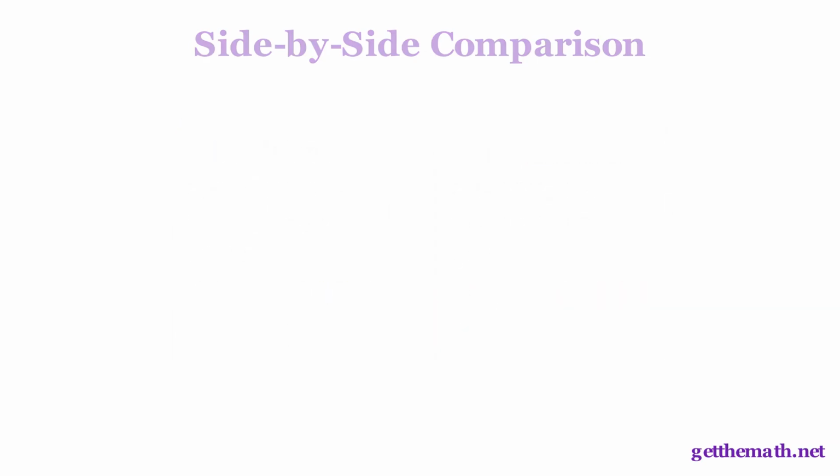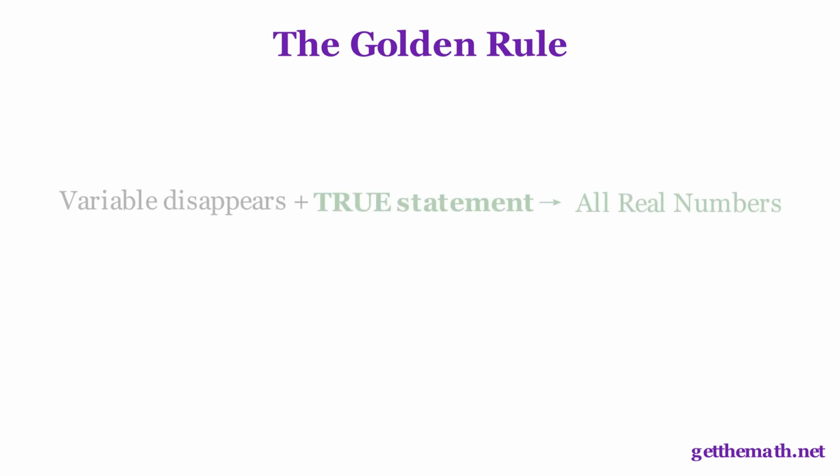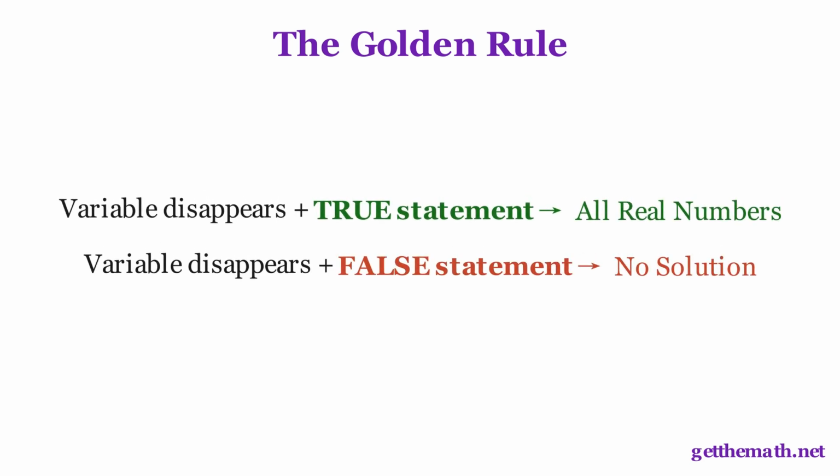Here is the golden rule to remember. If the variable disappears and the statement is true, the answer is all real numbers. If the variable disappears and the statement is false, the answer is no solution.